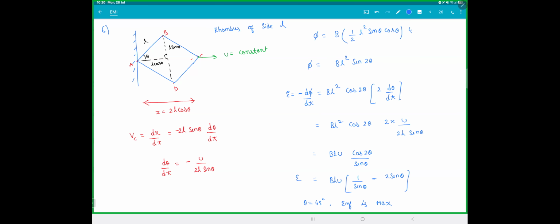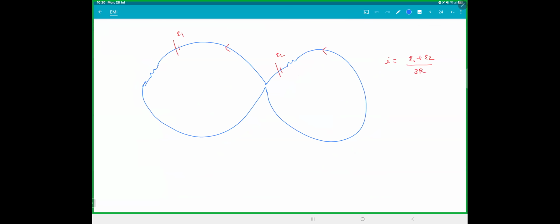Clear with this? So the main thing was this, finding the d theta by dt. Next thing. So here you're messing up the area. Till now you were messing up the magnetic field B with time. This time you're messing up the area part.